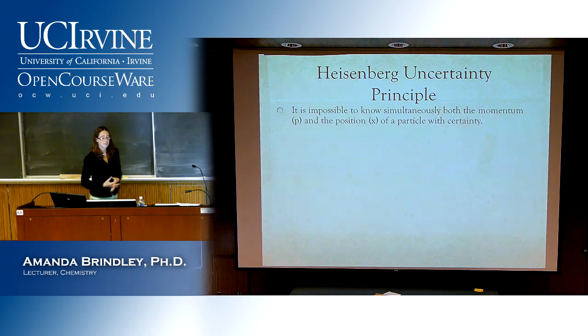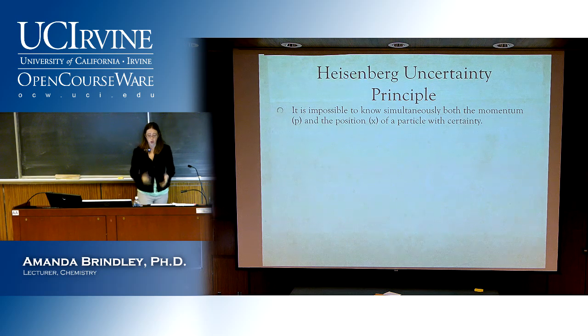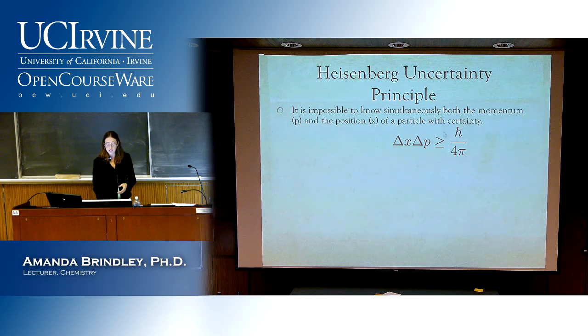So what the Heisenberg uncertainty principle says on one level is that it's impossible to simultaneously know both the momentum and the position with absolute certainty. So it puts a limit on how well we're able to know this. It says that if you take the uncertainty in x, so notice that's not x, it's the uncertainty in x, the part that we don't know about where the position is.